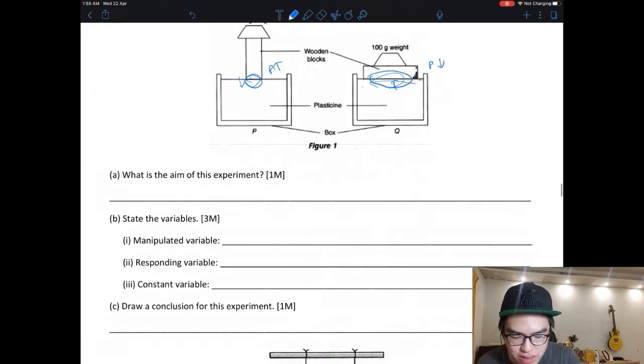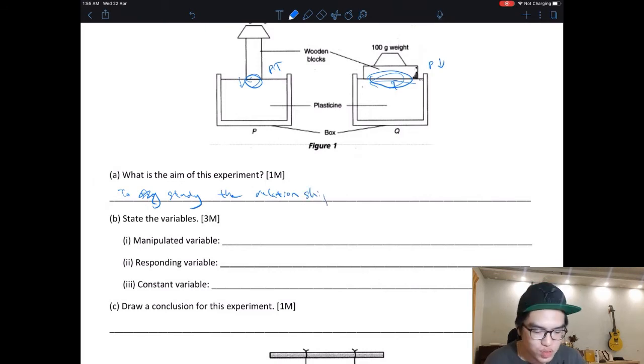To study the relationship. Always write your aim like this. This is the formula: to study the relationship between your MV and RV. This is the formula for aim. So what's my MV here? My MV here is the base area. RV here is the pressure.